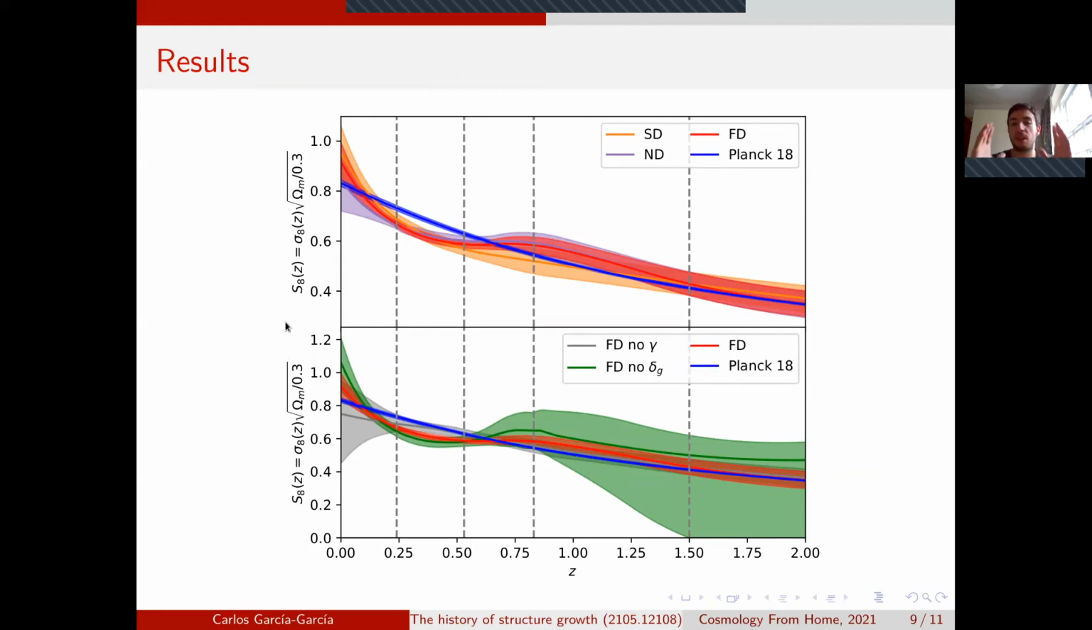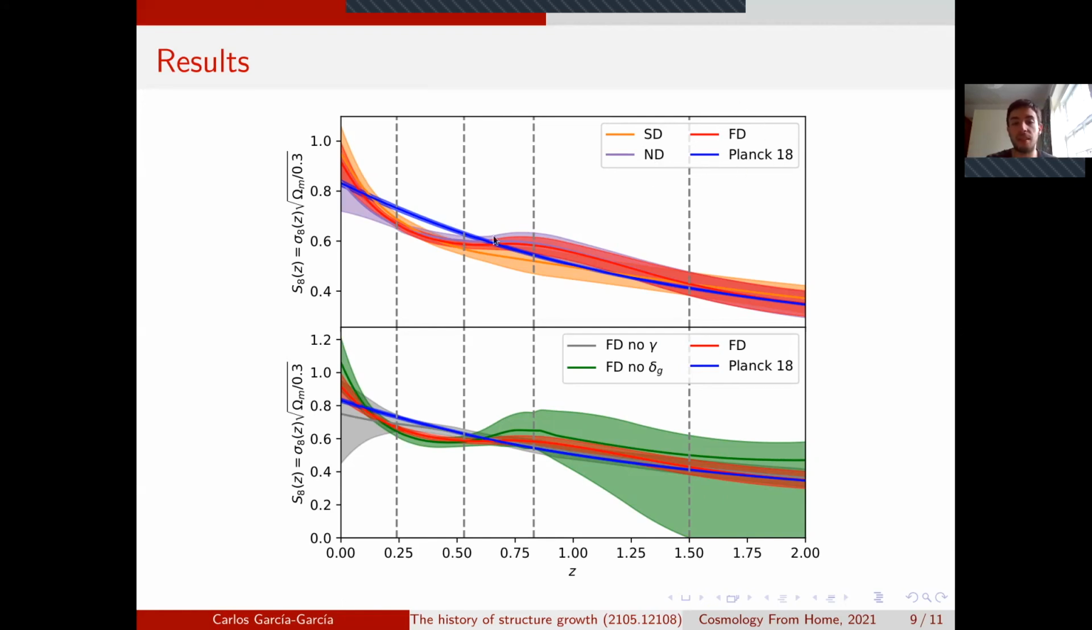This is the same plot I showed at the beginning, but I will try to go a little bit more slowly on it. So on the vertical axis, we have the S8 offset with sigma 8 having the temporal evolution, so the amplitude of the fluctuations, and on the horizontal axis, the redshift. On the top panel, we have the different combinations of data that we already know: the south dataset, the one that is more DES-like, the north dataset, the one that is more KiDS-like, and the full dataset analysis that is everything together. And in blue, we have Planck.